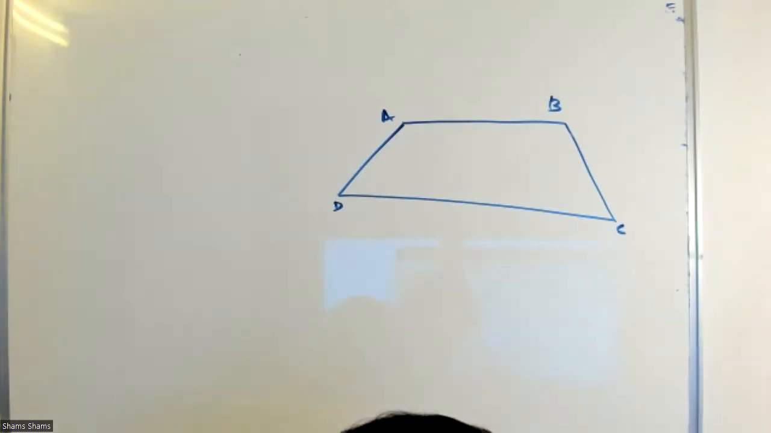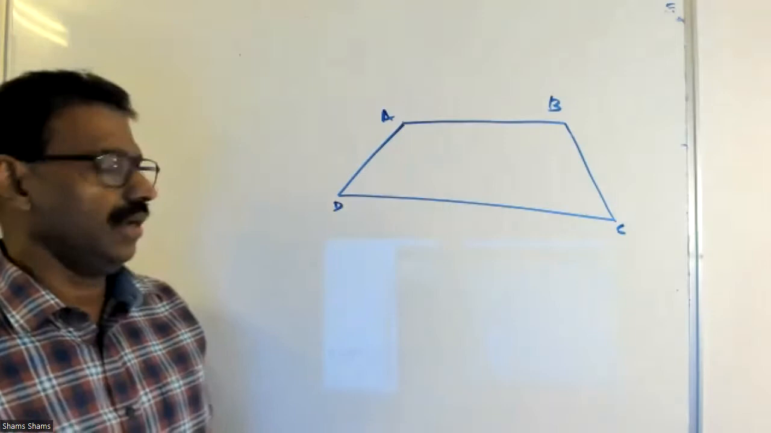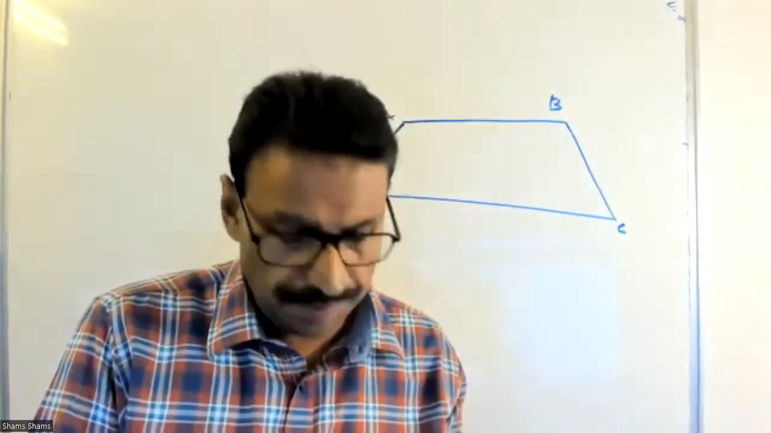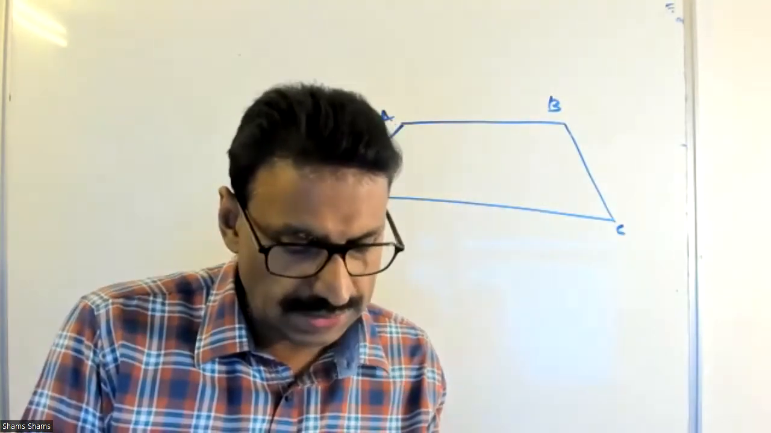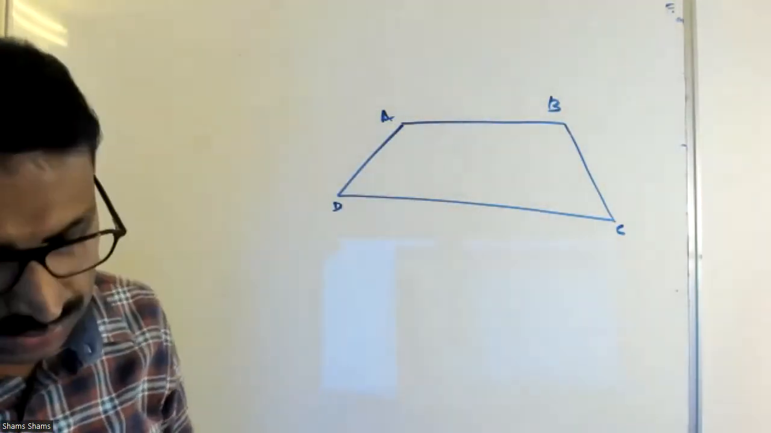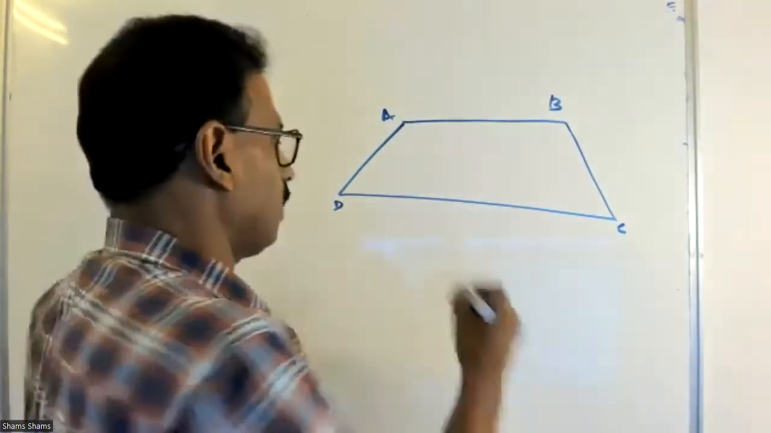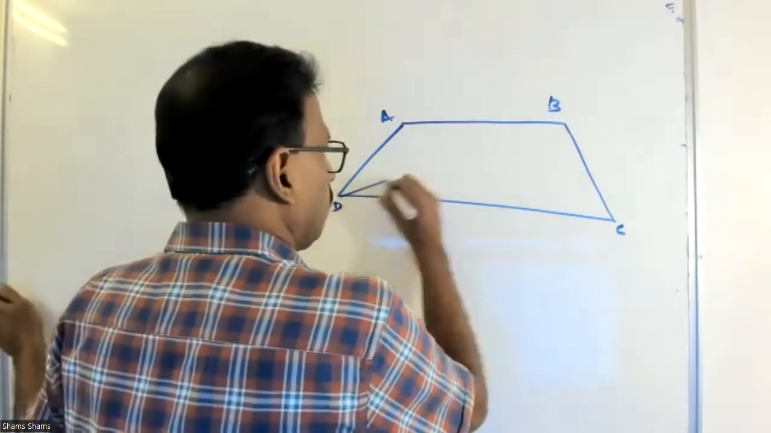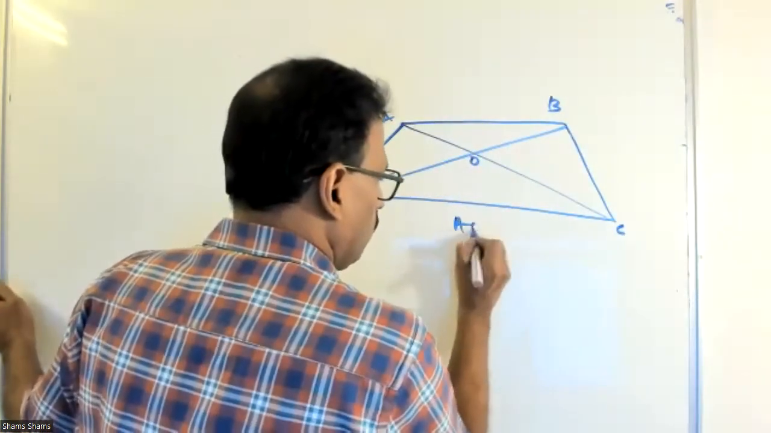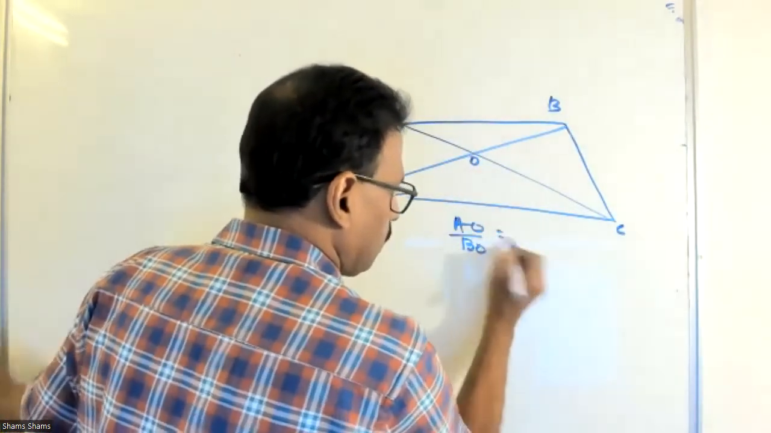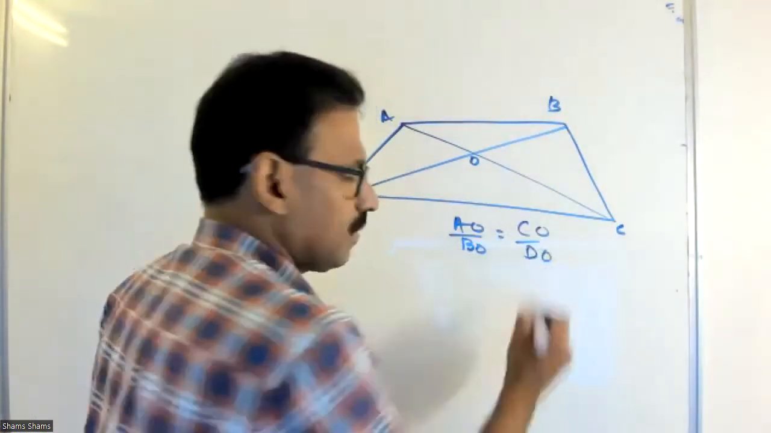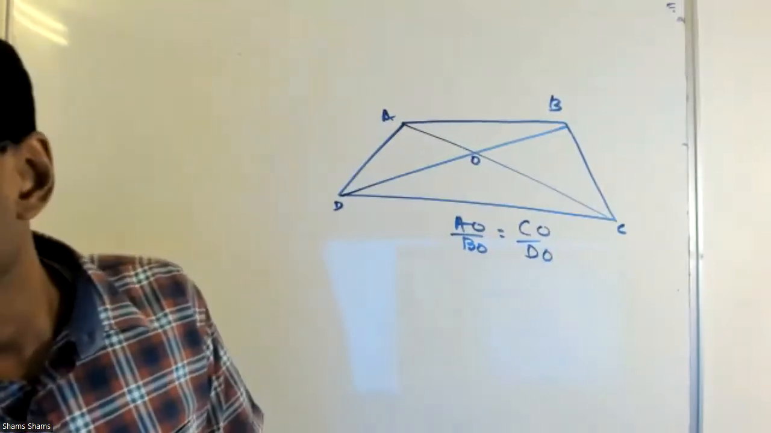So look at here now. The question is, what? ABCD is a trapezium in which AB parallel DC. To prove that AO by BO equal to CO by DO.